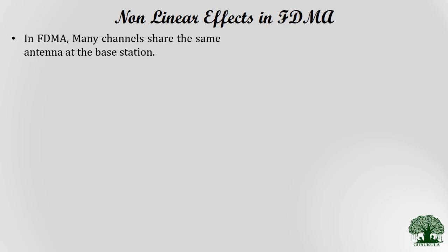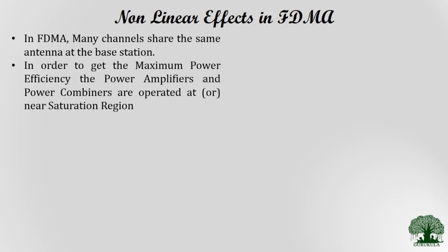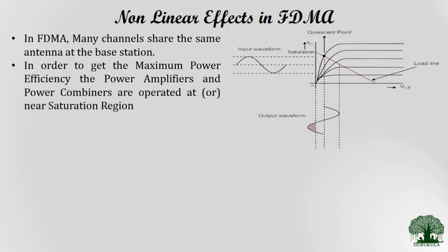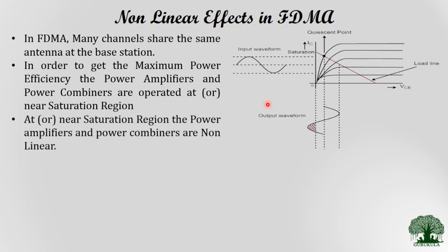In order to serve multiple users, obviously the power amplifiers and the power combiners which we use at the base stations will be operated either near the saturation region or at the saturation region. From the basics of power amplifier techniques, we all know that this is the saturation side and this is the load line. When a particular power amplifier or power combiner is operated very near to saturation, or at saturation itself, it will actually lead to nonlinear effects. So the power combiners and the power amplifiers will exhibit nonlinear characteristics.